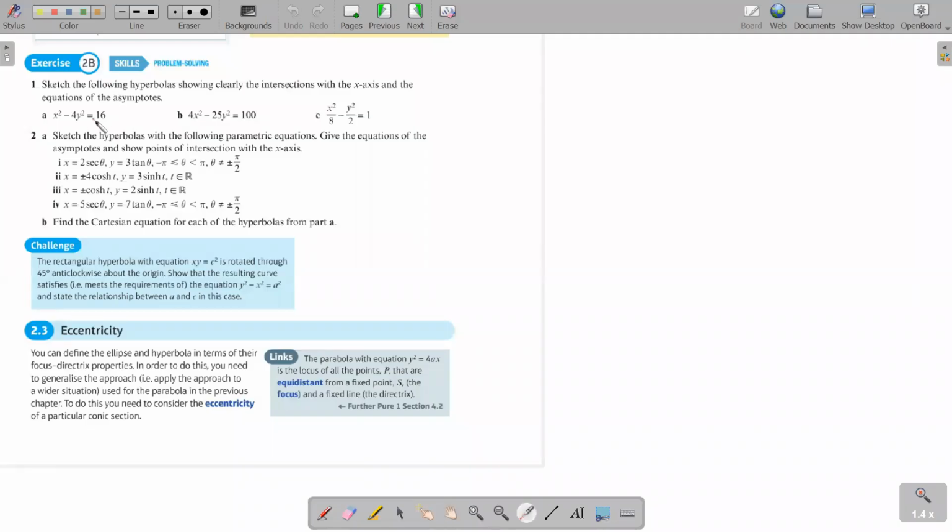Okay, so let's go for the next one. Sketch the following hyperbolas showing clearly the intersections with the x-axis and the equations of the asymptote. So first thing is this. First you need to fix this given equation into the standard hyperbola equation. So let's fix that: x square minus 4y square equals 16.